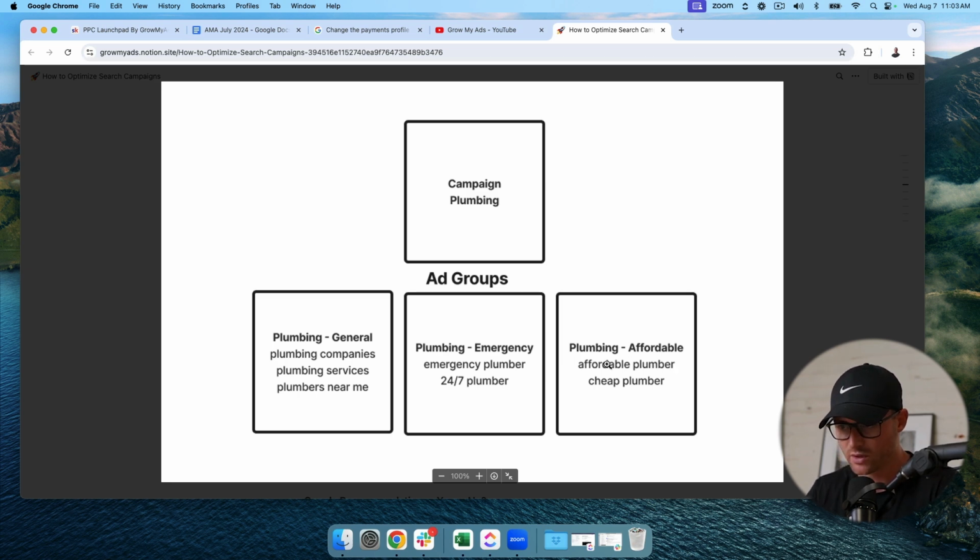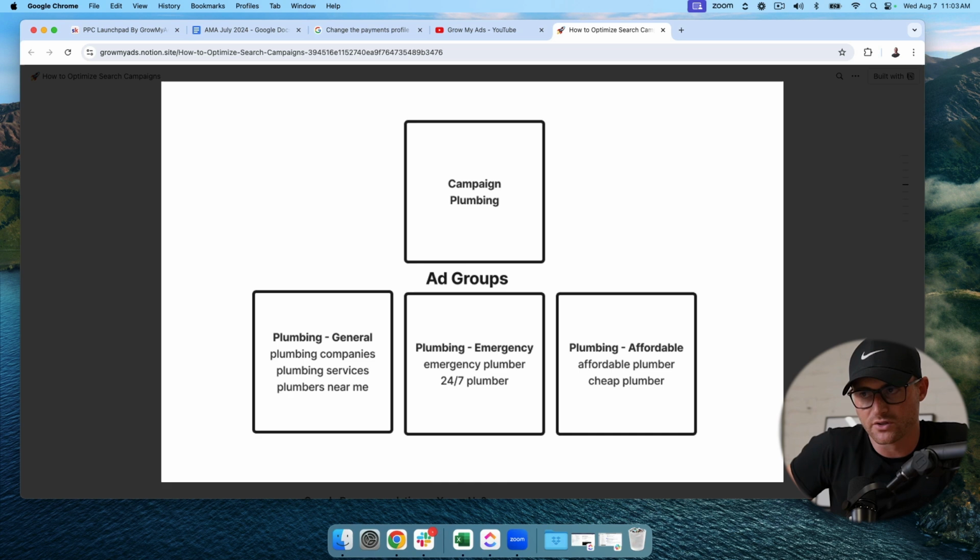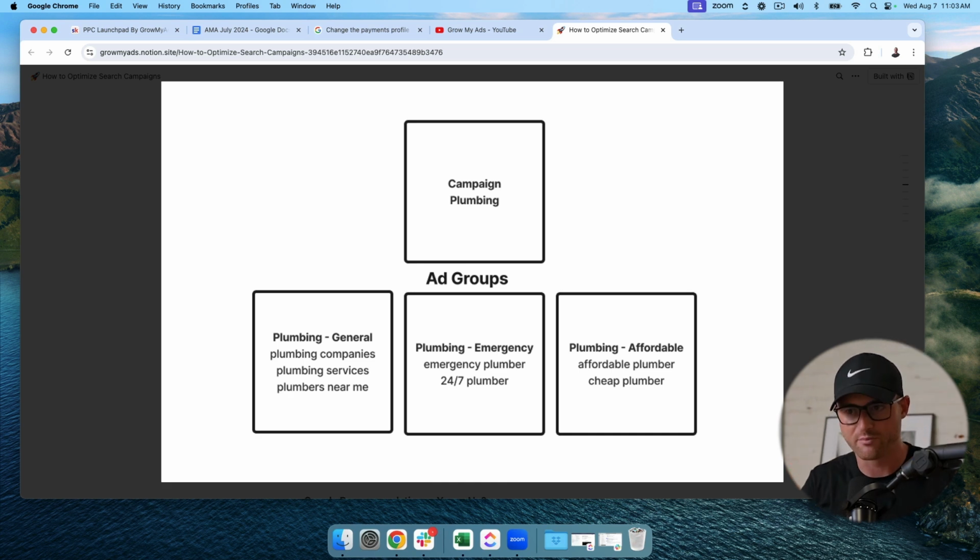Same with affordable plumber, cheap plumber. My ad is going to be about how affordable our pricing is, so I don't need to SCAG those out. I can group those. But having emergency inside of my general campaign wouldn't make any sense, because the ad no longer is resonating with the emergency person if my ad is not mainly talking about our emergency services. So that's how you have to look at it. When it comes to locations though, group them, but if there's enough volume, you can split those into their own.